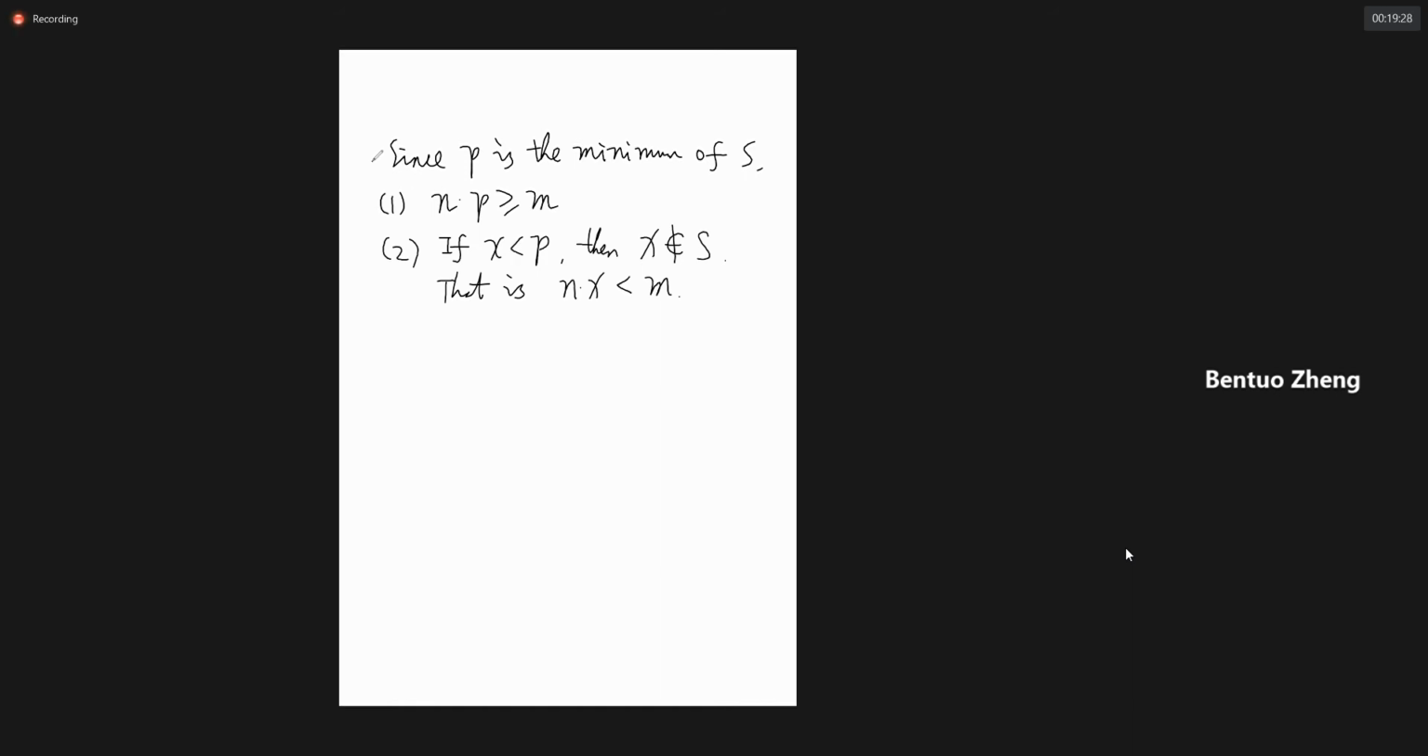So what's the difference between P and Q? Next, I'm going to show you the relation between P and Q, okay? I'm going to construct a Q from P. P is just a minimum of S, and then we want to construct Q using this P, all right?